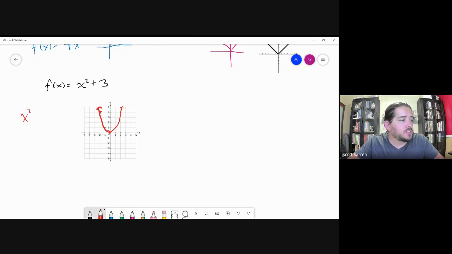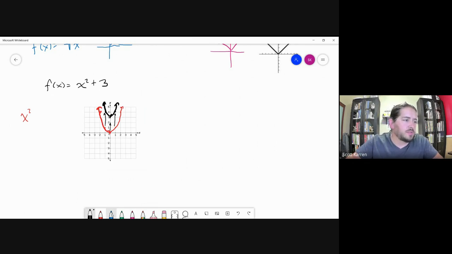X squared plus 3 is just taking all of these values and moving them up by 3. So instead of being at 0, I'm going to be at 3. Instead of being at 1, I'm going to be at 4. So all I've really done is taken that parabola and just shifted it up 3. And that's the transformations that we're talking about here, is just taking something that we know and just moving it somewhere else. So that's what we've done here.